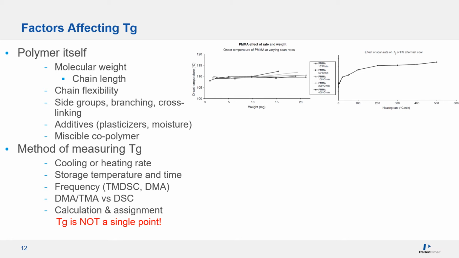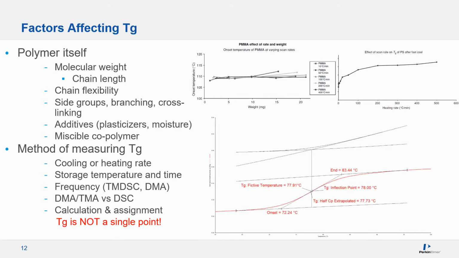Even if you are using DSC exactly the same way, the results can still be different if you assign them in another way. For example, you can get onset, effective temperature, inflection point, or half CP extrapolated. You have to report the method you use to calculate the TG, otherwise the results won't match. Most users use half CP extrapolated and sometimes include the onset as well. Again, TG is not a single point, it's a temperature range.